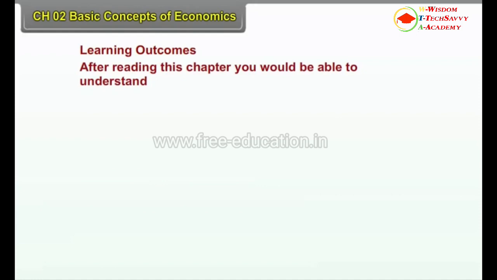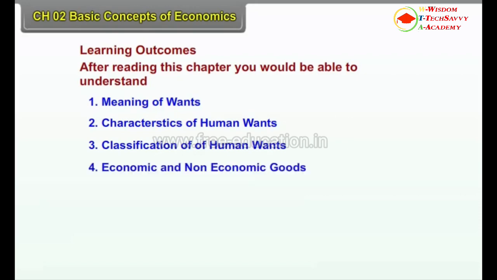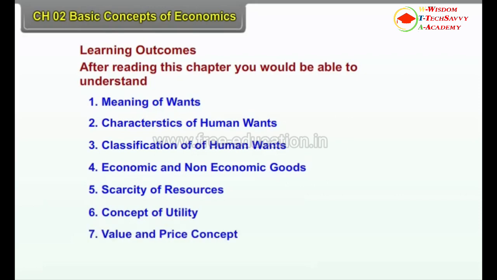Learning Outcome. After reading this chapter, you would be able to understand the meaning of wants, characteristics of human wants, classification of human wants, economic and non-economic goods, scarcity of resources, the concept of utility, value and price concepts, and demand and supply concepts.